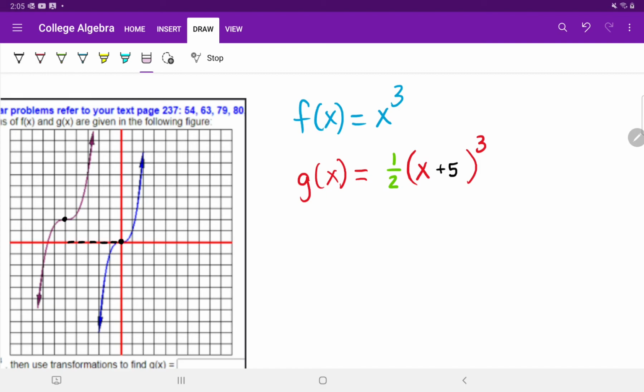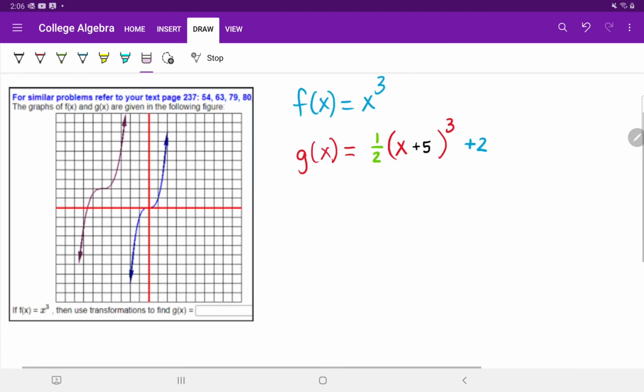The final thing we look for is a shift up or down, and looking at our graph here, I can see we've shifted up 2 units, and up shifts are represented by pluses. These are not the opposite of what you'd expect. Up and down shifts are positive and negative, respectively, whereas left and right shifts are kind of the opposite of what you would think. So that's all it takes to answer this problem.